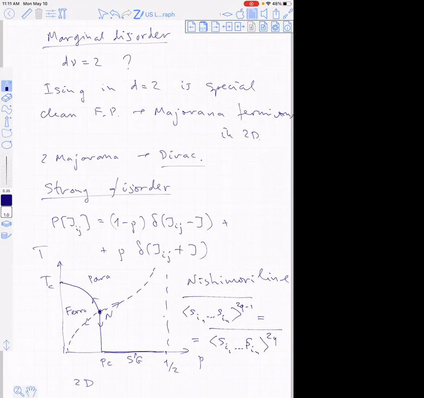Yeah. Any other questions? Yeah, I had a question. Does J set a scale in this phase diagram? Is T measured in units of J? Yeah. So T is 1 over J. Yeah, certainly.